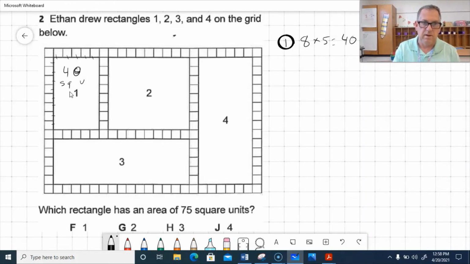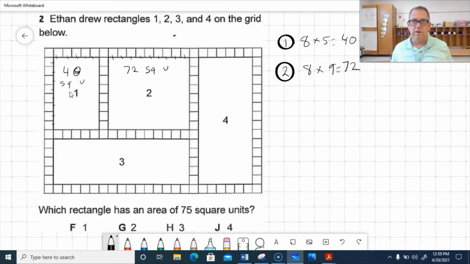What is the area of rectangle 2? Okay, well, let's check that and see. It looks like it's got the same length as rectangle 1, so we'll skip that process there. It has a length of 8. But it looks like the width is more. So we'll go count it out here. That's 1, 2, 3, 4, 5, 6, 7, 8, 9. What is 8 times 9? 8 times 9 is 72. So we'll write that in there. That's 72 square units.